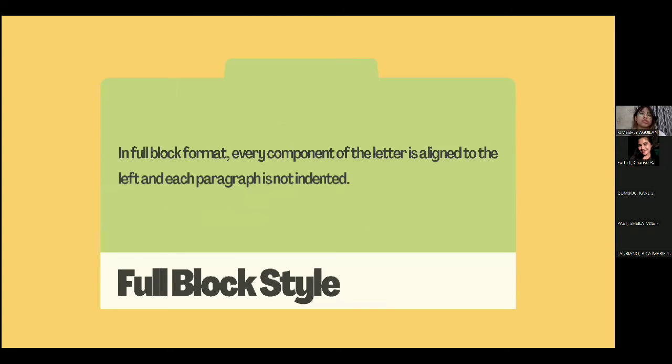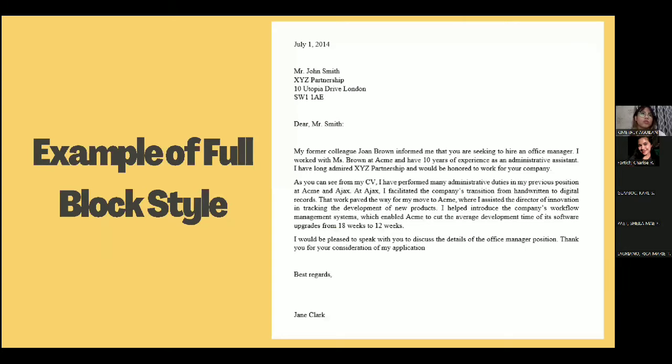Now, the first one is the full block style. In full block format, every component of the letter is aligned to the left and each paragraph is not indented. So as we can see on the next slide, please. So as we can see here, the date line, and then 2 spaces below is the inside address, and then 2 spaces again is the salutation, Dear Mr. Smith, again with a colon, not a comma, and then 2 spaces below, the body of the letter.